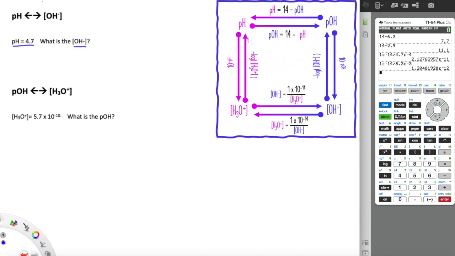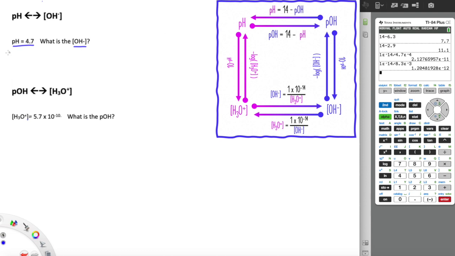If we take a look over here at our pH roadmap, you'll notice that there's no direct route between pH and hydroxide ion concentration. So we have to choose whether we're going to go this way or this way on our map. It doesn't matter, you're going to get the same answer either way. I like to choose the calculations that are a little bit simpler. In this case, I might choose to convert pH to pOH first, and then convert that to the hydroxide ion concentration. So that's what we're going to do.